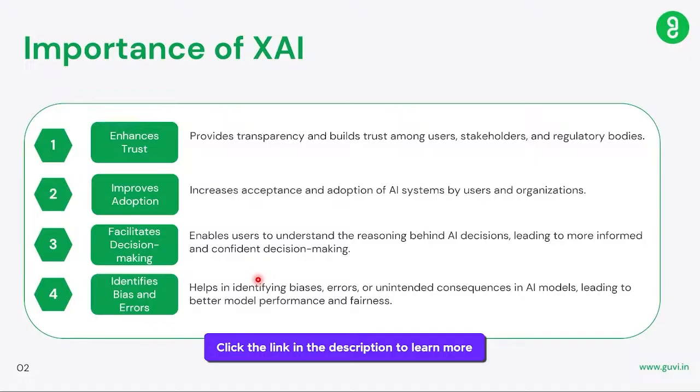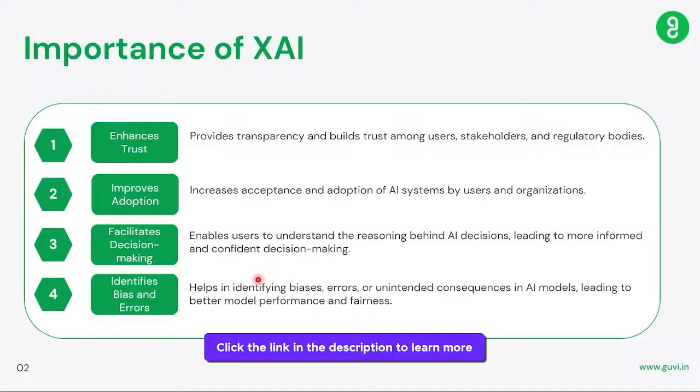Lastly, explainable AI identifies biases and errors. One of the critical challenges in AI is mitigating biases and errors that can lead to unfair or incorrect outcomes. XAI helps in detecting and addressing these issues by revealing biases, errors, and unintended consequences in AI models. By doing so, XAI, or explainable AI, promotes better model performance and fairness, ensuring equitable outcomes for all.